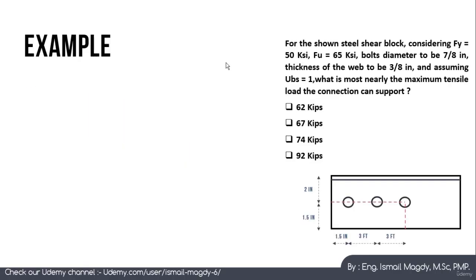So here we have this problem. For the shown steel shear block, considering Fy equals 50 ksi, Fu equals 65 ksi, the bolt's diameter to be 7/8 inch, the thickness of the web to be 3/8 inch, and assuming Ubs equals 1, what is most nearly the maximum tensile load the connection can support? In order to solve this, we will start by calculating the areas shown in our last slide, which are the gross area for shear, the net area for shear, and the net area for tension.